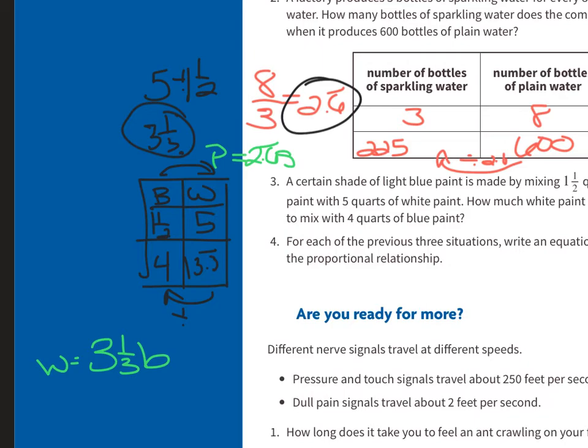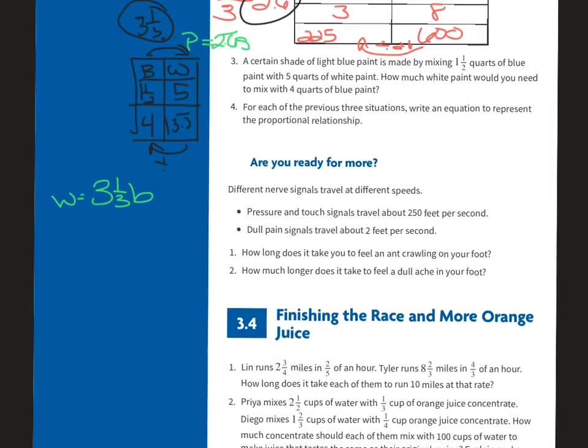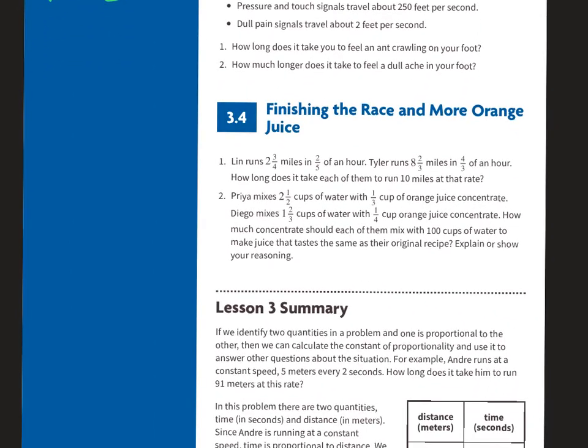All right, looking at 3.4 on page 26, more of the same type of problems. So Lynn runs 2 3/4 miles in 2/5 of an hour. Tyler runs 8 2/3 miles in 4/3 of an hour. At this rate, how long does it take them to run 10 miles? So looking here, they want to know how long it takes, not how far they can go in a certain amount of time. So we're going to divide hours divided by miles.